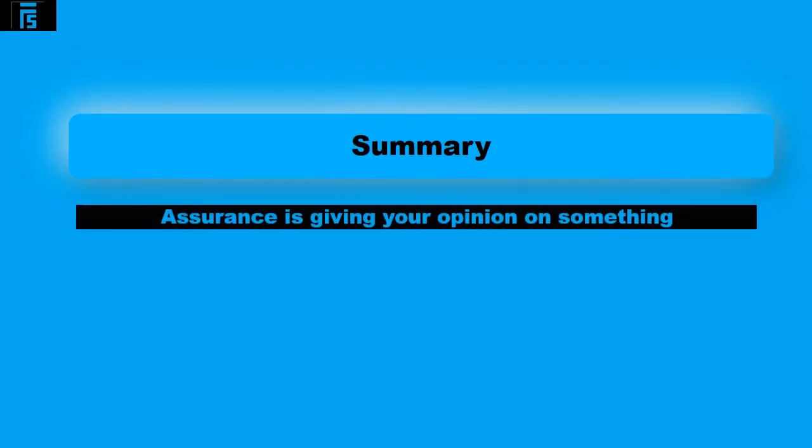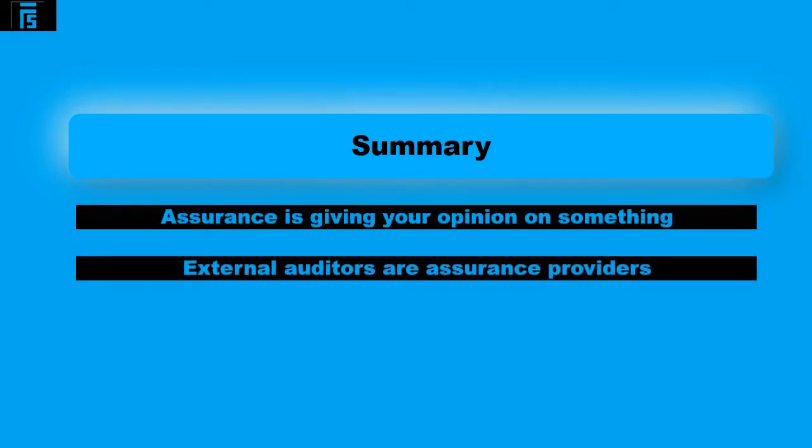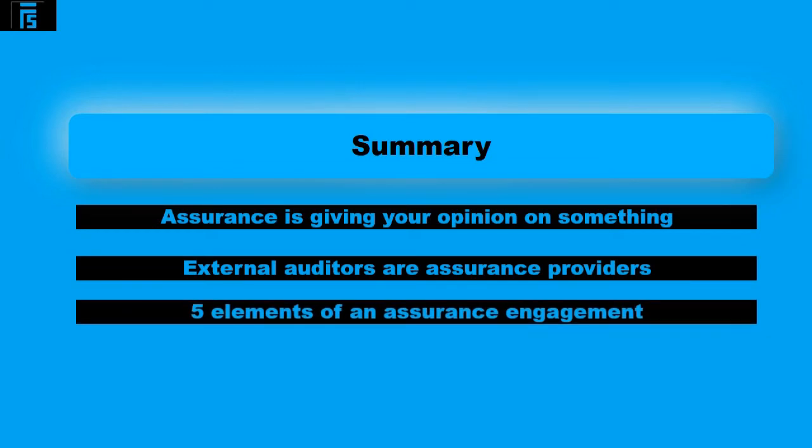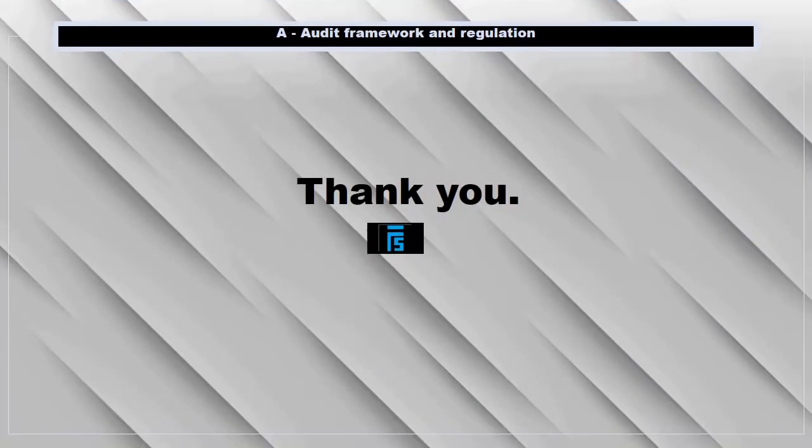To summarise this video, assurance is giving your opinion on something. External auditors are assurance providers. There are 5 elements of an assurance engagement: the 3 parties, the subject matter, the suitable criteria, the sufficient appropriate evidence, and the assurance report. And there are two levels of assurance that can be provided, reasonable and limited, with the external audit providing reasonable assurance.